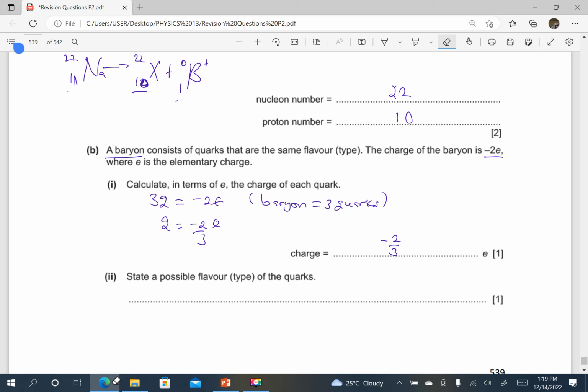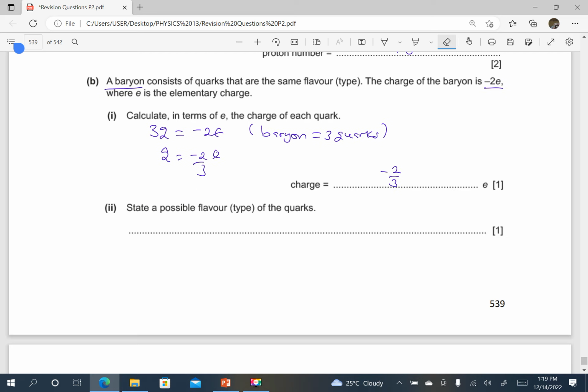State a possible flavor type of the quark. So because the charge is negative, this is going to be anti-up, or it can be anti-charm, or it can be anti-top. Any of those, but commonly it is anti-up because we normally don't talk about anti-charm and anti-top in our everyday spoken physics language.